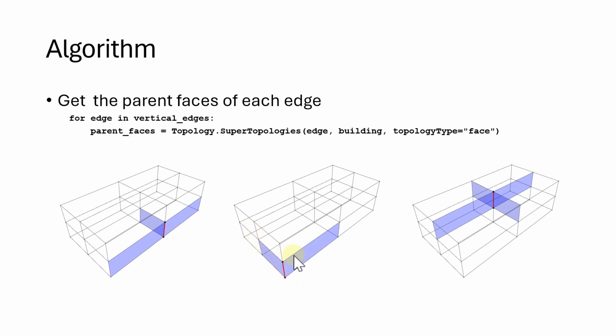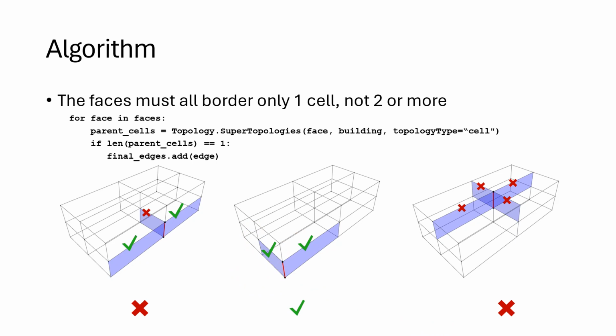So how do we discover that? The way you discover it is you ask these faces for their parent cells. So again, we use the same call, topology.supertopologies. We give it now a face. We're looping through all the faces that have been retrieved. We give it the original building, and we tell it that the topology type that we are interested in right now is cell. So if the length of the parent cell is equal to 1, that's the one we want.